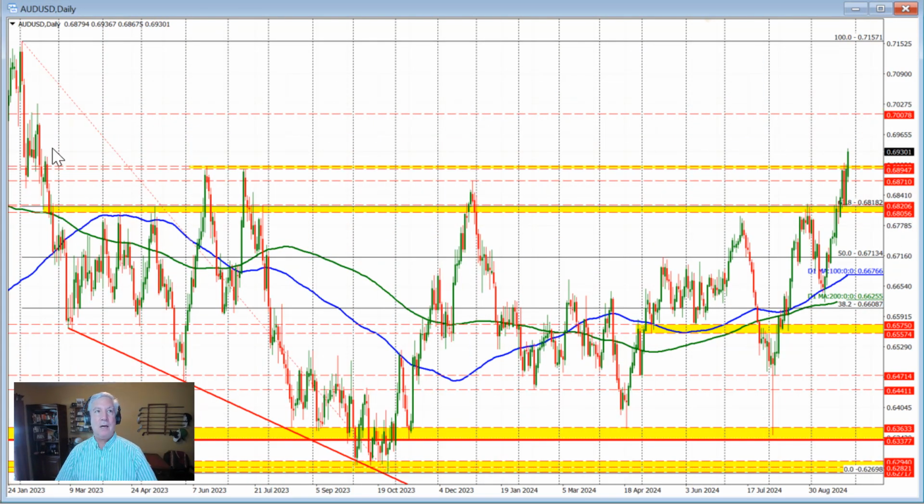And there isn't a lot. We go back to this period in 2023. There isn't a lot of resistance until we start to get up toward the 70 level on the top side. So, the door is open for further upside momentum in the Aussie versus US dollar.